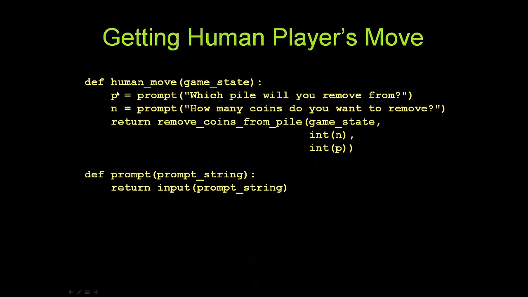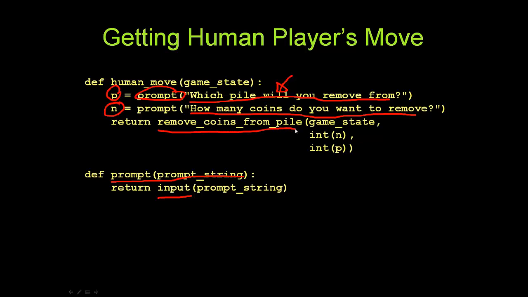Now, how do you do a human move? Well, you just ask the human. So we have this code here, whereby first you ask which pile you remove from, and then we ask how many coins we remove. And we use this thing called prompt. So what does prompt do? Prompt has this command called input, which will ask the user for an input, and the string is the message. So here will be the string. After you ask the human for the pile, as well as the number of coins, you remove the coins from the game state. Now, why is it int here? Well, because n and p are strings, so we need to convert them into int.